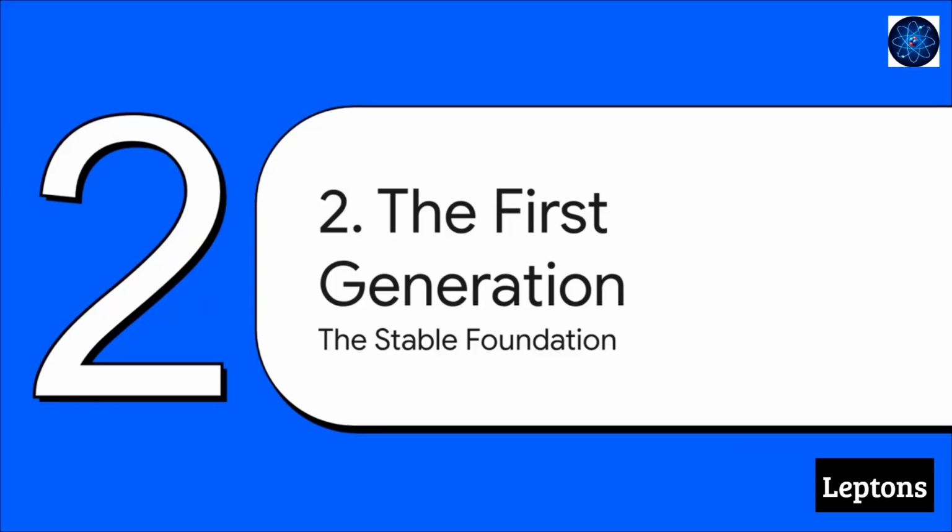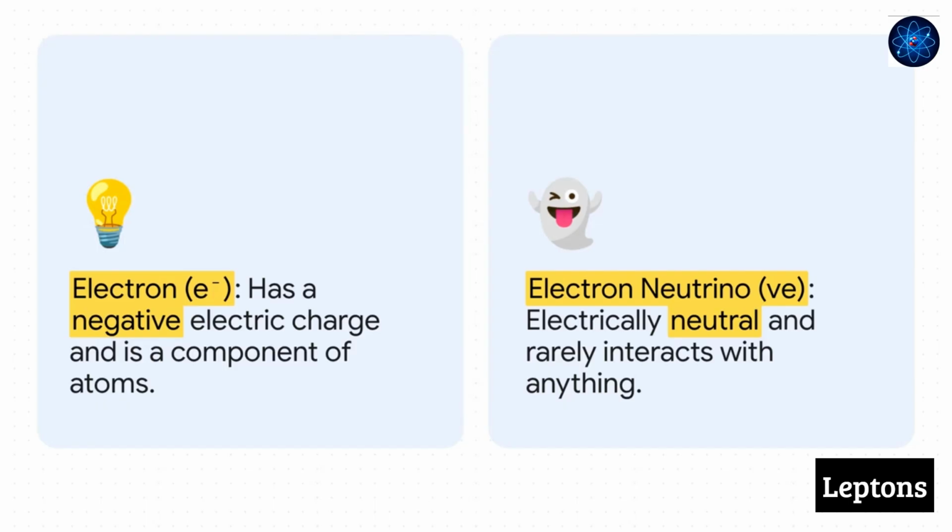Now, like any big family, there are different generations. And we're going to start with the first, the one you're probably most familiar with. These two particles are the bedrock, the stable foundation of pretty much all the matter we see and interact with every day. And the difference between these two is just fantastic. You've got the electron with its negative charge. It's a social butterfly. It forms atoms, it carries electricity, it interacts with light.